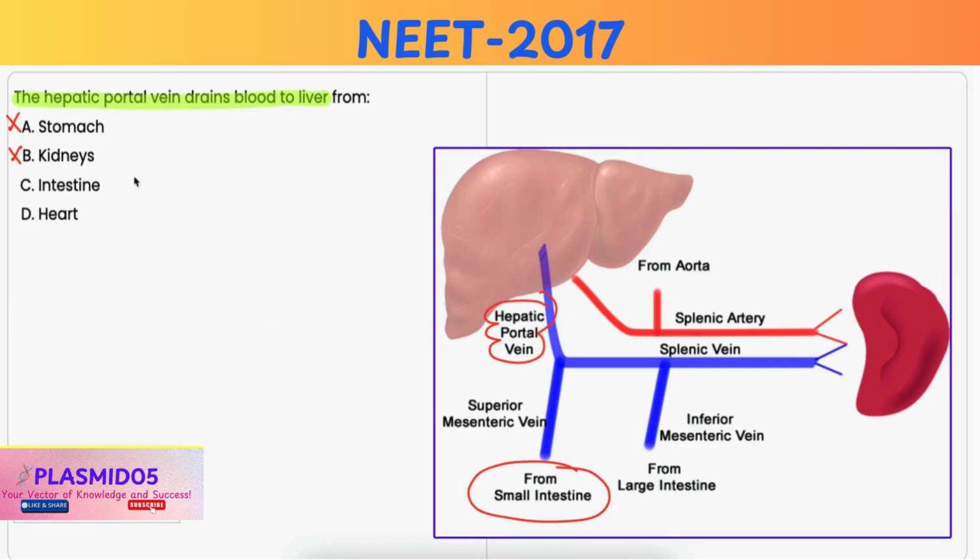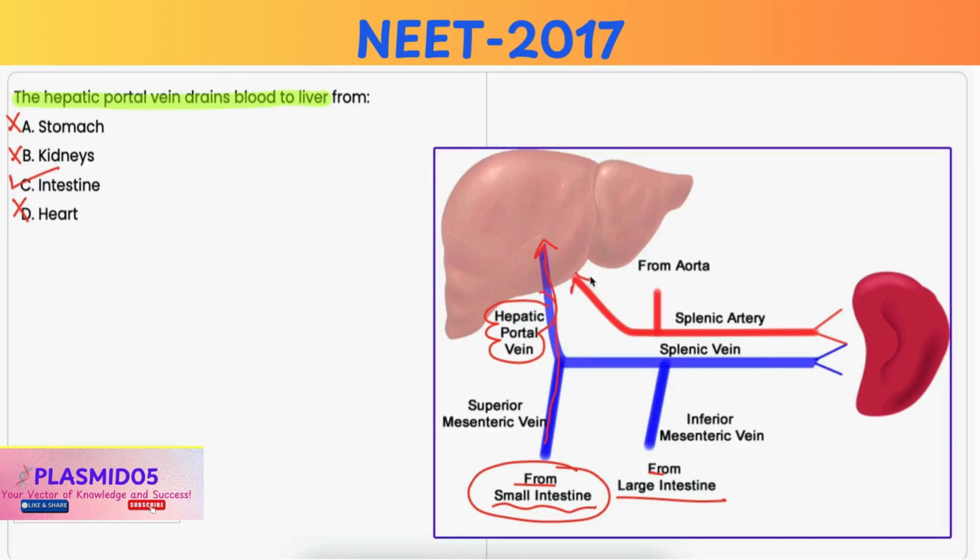Option C, intestine. The hepatic portal system, as already mentioned, drains blood from the intestine, transporting nutrients absorbed during digestion to the liver for metabolism or detoxification. Hence, it is the correct option. Option D, heart. It is incorrect because blood from the heart reaches the liver via the hepatic artery and not the hepatic portal vein.